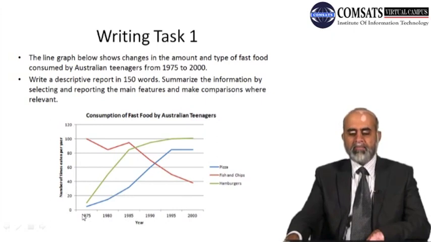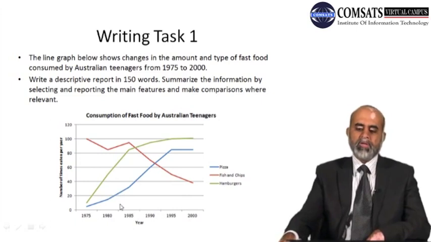And here on the x-axis we have years from 1975 to 2000. And you see, here you have one sentence that describes it. This is the title of the graph, and vertically we have number of items per year, or you can say presented on the y-axis we have number of items eaten per year, and on the x-axis we have a period of time ranging from 1975 to 2000. So this shows changes in the amount and type of fast food.